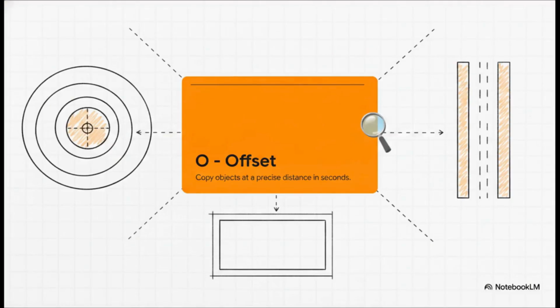Our very first refining tool is Offset, which you trigger just by hitting the O key. This shortcut is amazing because it lets you copy objects at a highly precise distance in mere seconds.